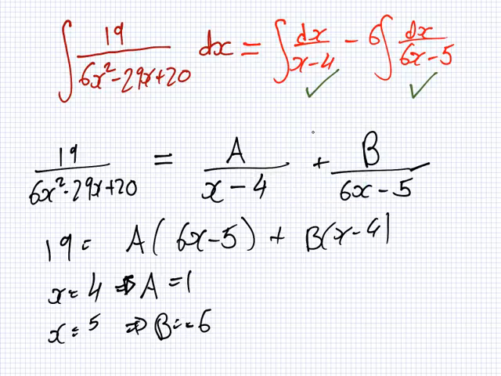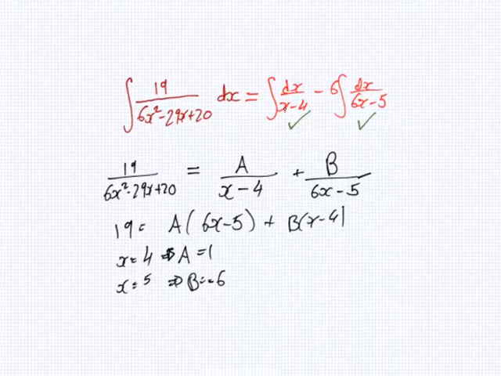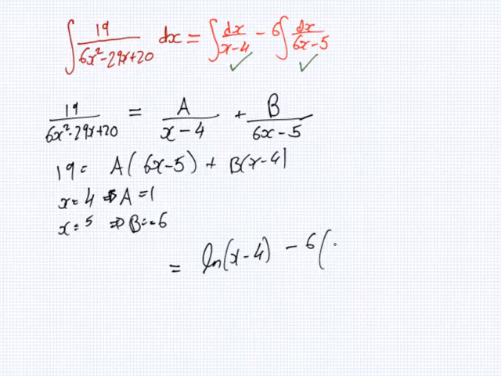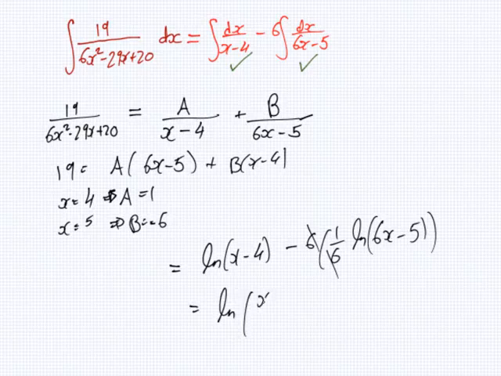I can write the answer directly here. It will be log of x minus 4 minus 6 times 1 over 6 log of 6x minus 5. The 6's cancel, and when you subtract logs, you divide. So you have log of x minus 4 over 6x minus 5 plus c. Yeah?